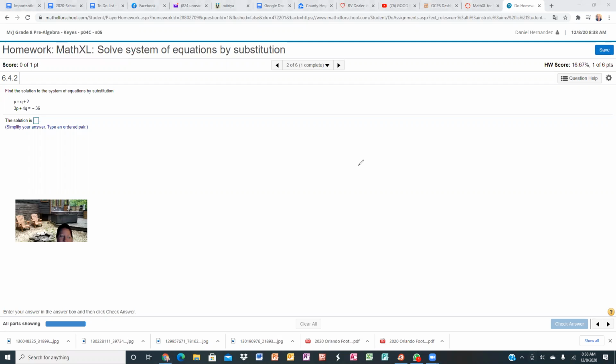Okay, so this one has P equals Q plus 2. And then it also has 3P plus 4Q equals negative 36.